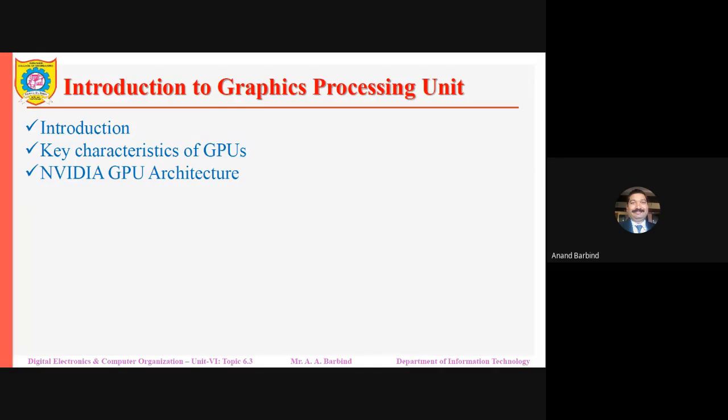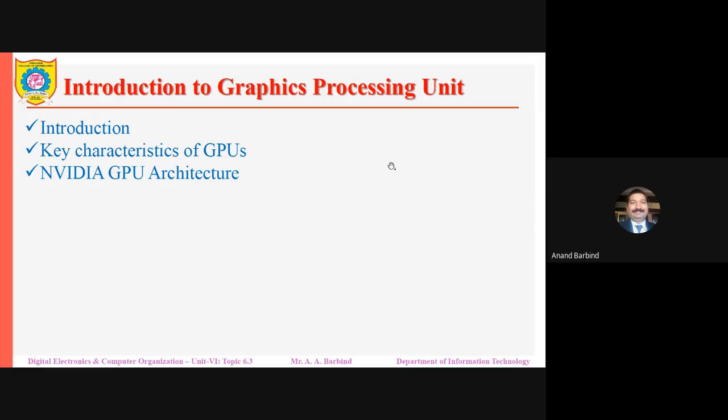So GPU is a common terminology now used for the graphics processing unit. Many of the laptops, desktops, or workstations come with this particular additional processor, that is graphics processing unit. Particularly many of the computers have the NVIDIA GPU, which is one of the popular GPUs.